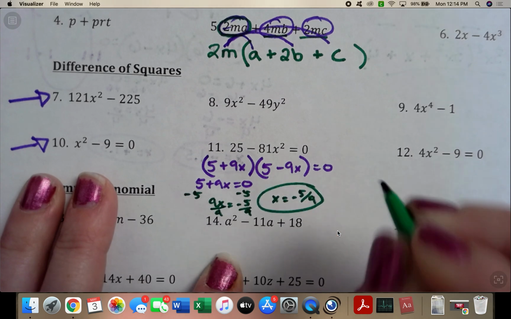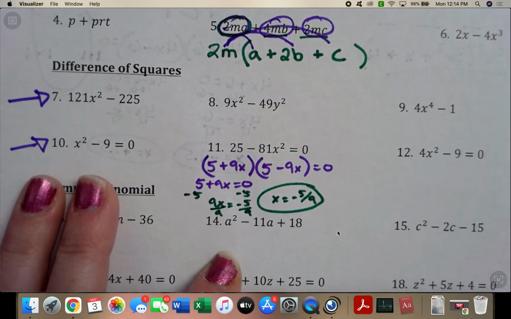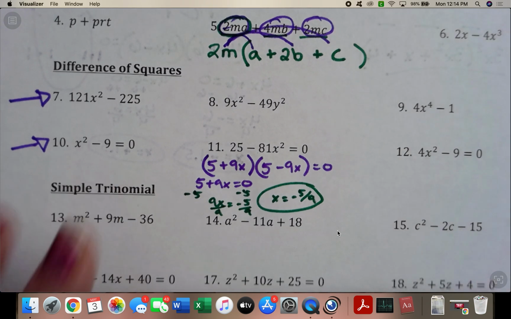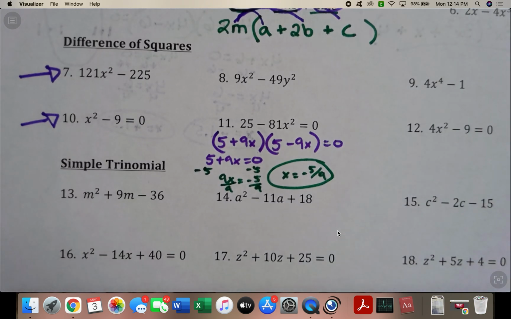Now, take a stab at what the other one's going to look like. The opposite. So what's the opposite of that? X equals positive 5 over 9, right? As soon as you solve one, you've got the other one. It's just the negative of it.